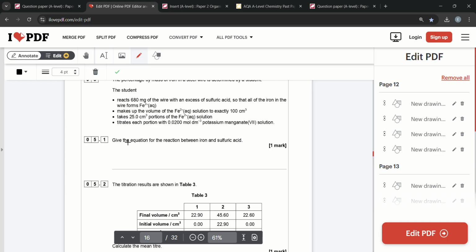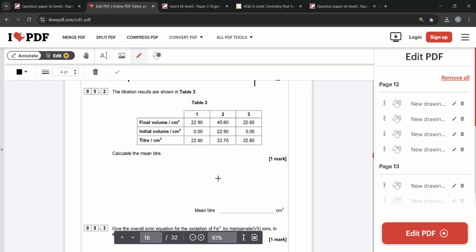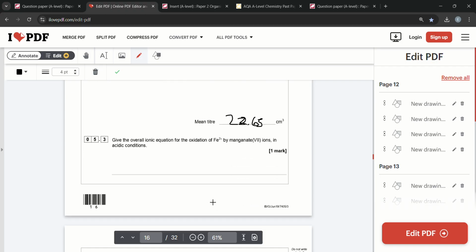5.1, give the equation for the reaction between iron and sulfuric acid. Fe plus H2SO4 gives FeSO4 plus what's remaining, H2. Calculate the mean titre. Pretty nice. We need the concordant titres: 22.70 plus 22.60 divided by 2 is 22.65. Don't add them all up, because that is not concordant. That's more than 0.1 centimeters cubed away from the rest. So you should get 22.65 centimeters cubed.